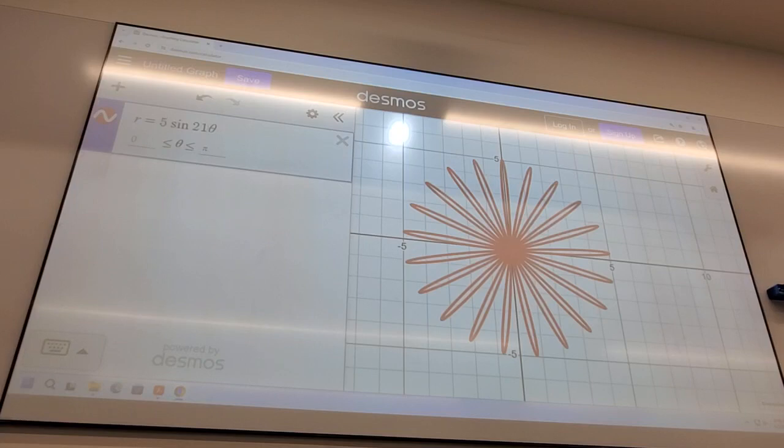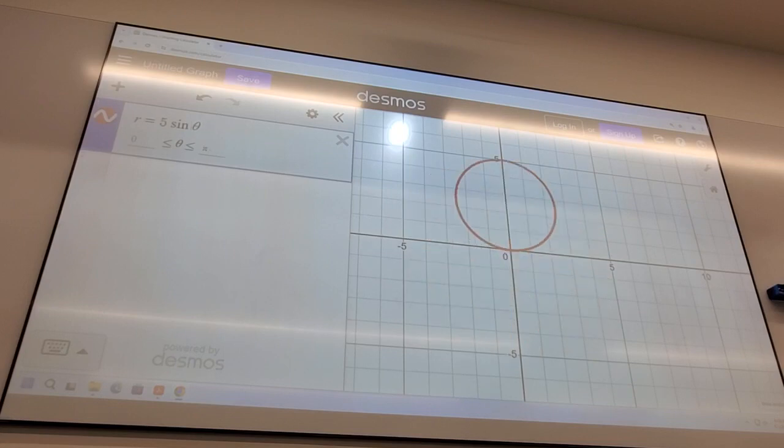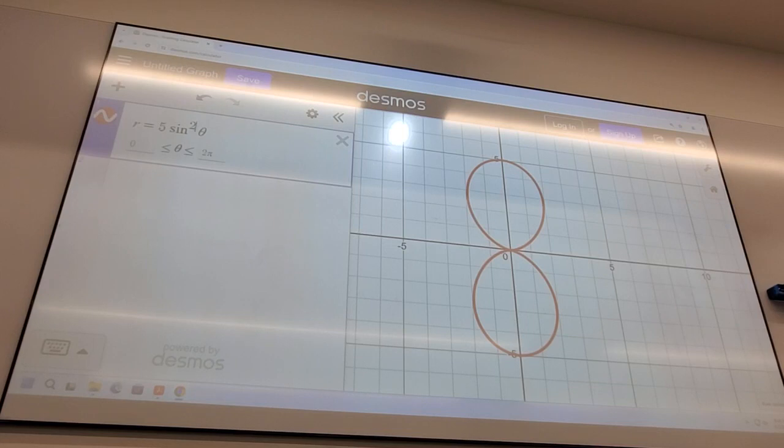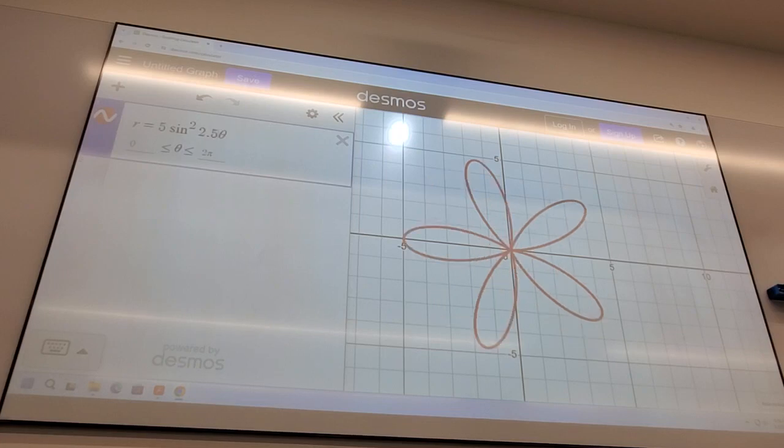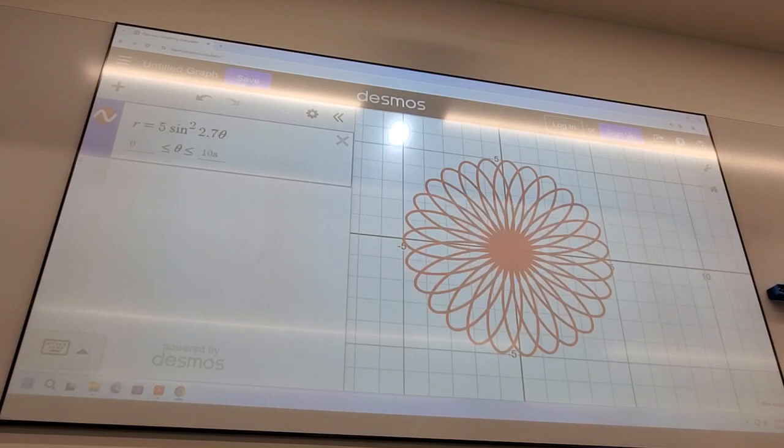Anyway, you guys kind of with me? A little bit. Now, of course, you can get all kinds of nifty, weird stuff happening. That's not too weird, but if I put a 2 in there, I get that again. But if I put in a 2.5, you get some nifty things going on. 2.7 really gets nifty. That's pretty cool. Like spirograph. Exactly.